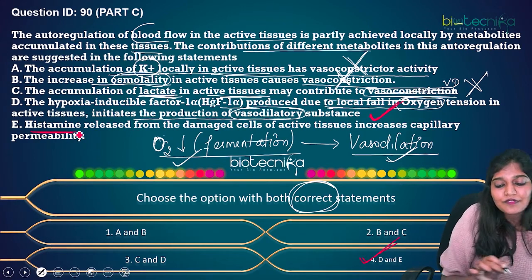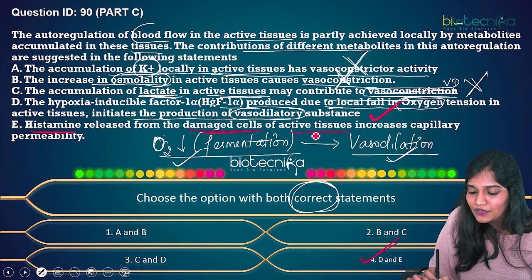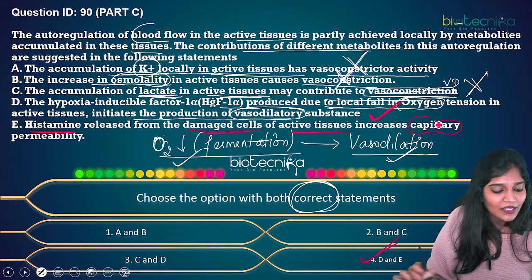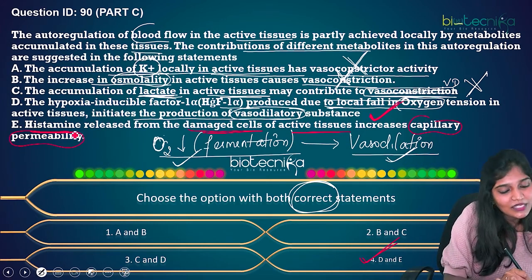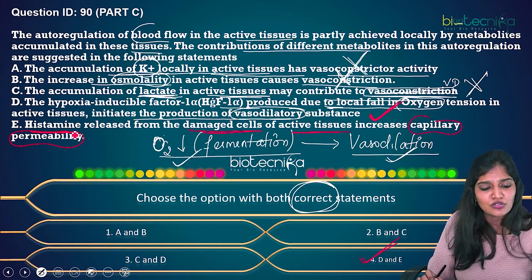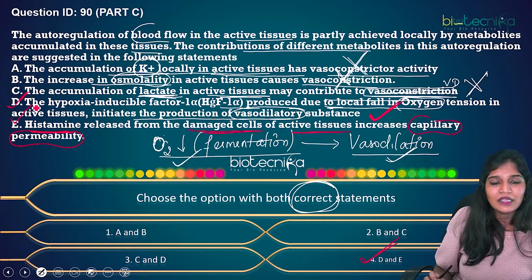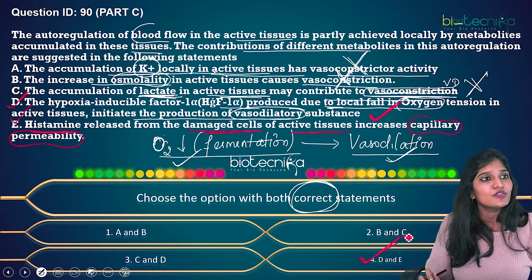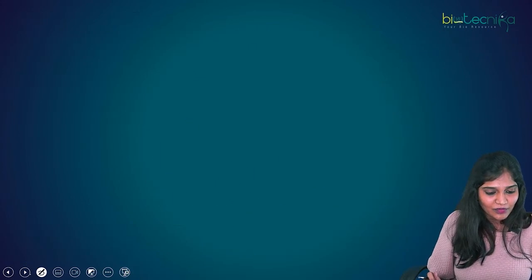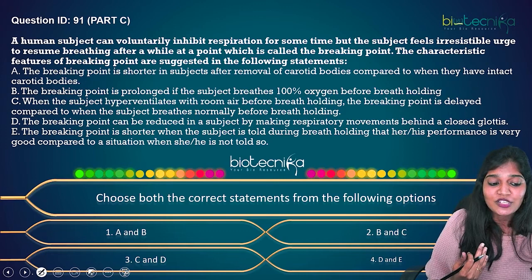Histamine, which will be released from the mast cell. So it is released from damaged cells of active tissues and increases capillary or vascular permeability. Yes, this you would be studying in your immunology chapter. So this statement is also correct. So statement D and statement E are correct. So the correct option is option number 4. Very easy question. Okay. The next one, question ID 91.